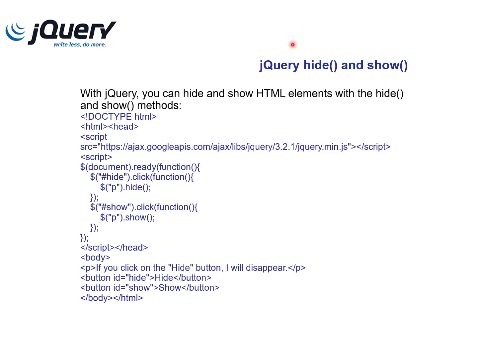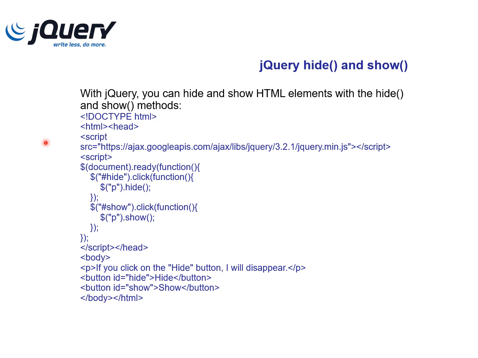Then some more functions are there: jQuery hide and show. With jQuery you can hide and show HTML elements with the hide and show methods. Here we have already seen the hide method. If you use the hide method with an HTML component, that component disappears from the view. Then show means it should appear back in the view.